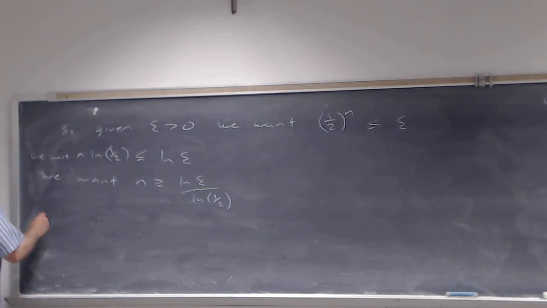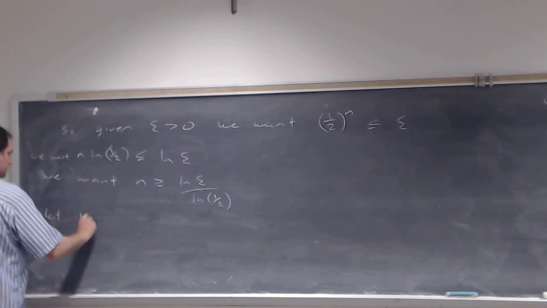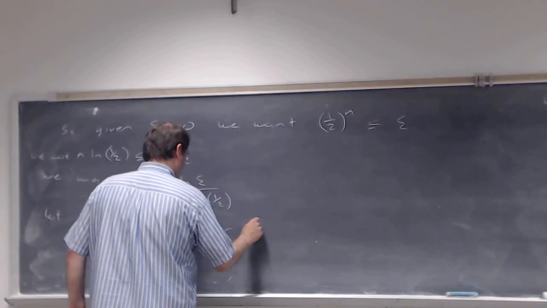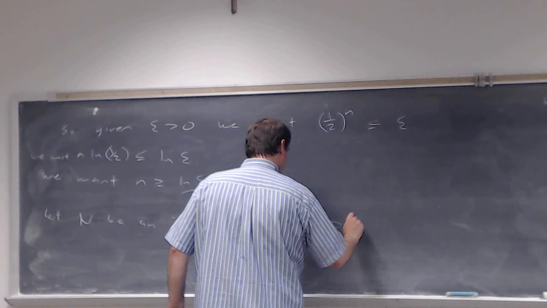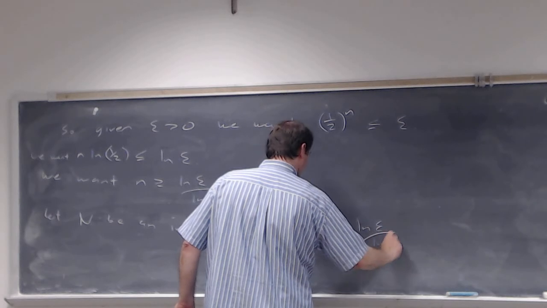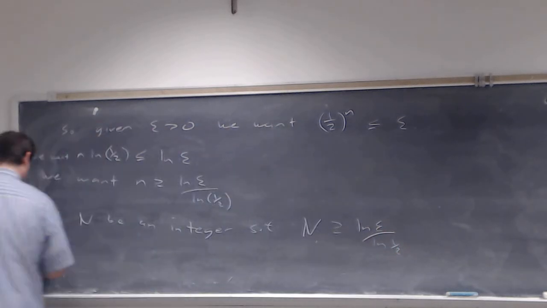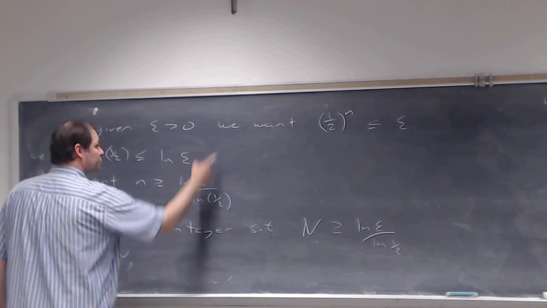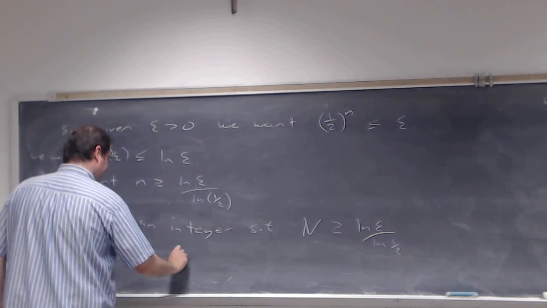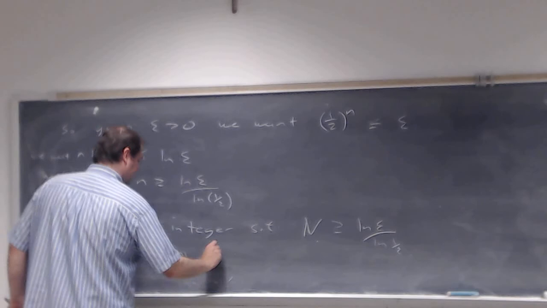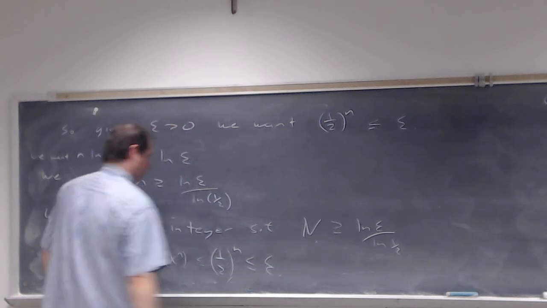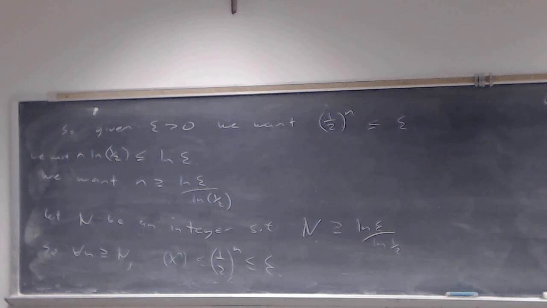So let big N be an integer such that N is bigger than or equal to ln of epsilon over ln of 1/2. And then for all n bigger than or equal to this big N, here's what we'd have. This would translate into x to the n being less than or equal to 1/2 raised to the n, but that will be less than or equal to epsilon. And that's what's required for uniform convergence.